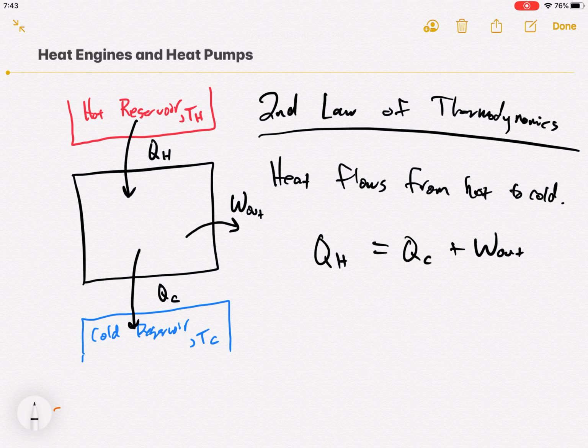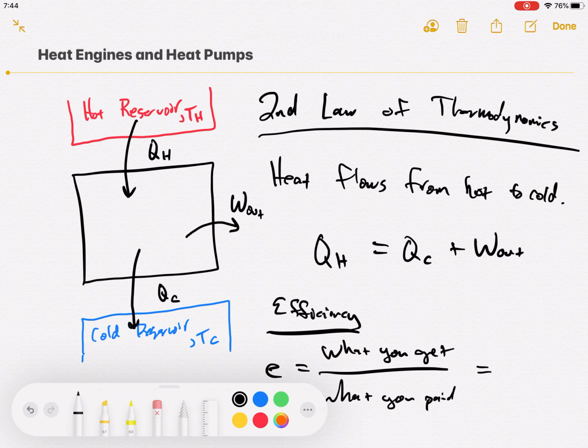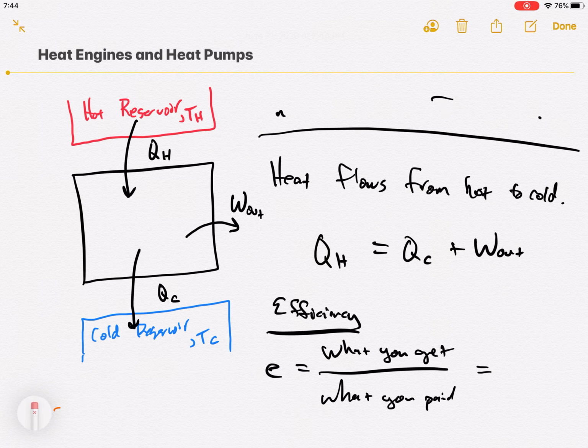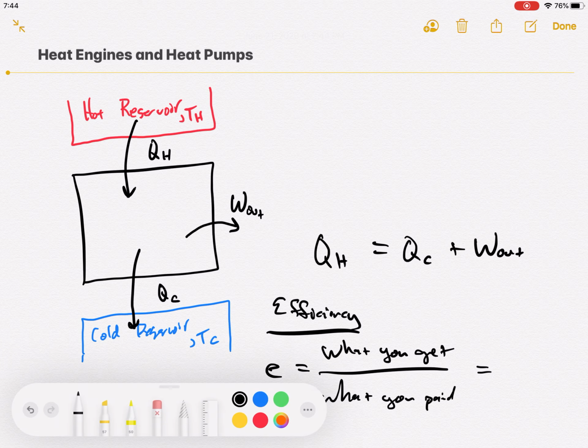And we could then calculate efficiency for the system. The efficiency of a system, we sometimes use a lowercase e, is what you get divided by what you paid. What you get divided by what you paid. In this system, what did we get? Well, the point of a heat engine, let me label it up here, the point of a heat engine is the work. It's the work you get out of it.